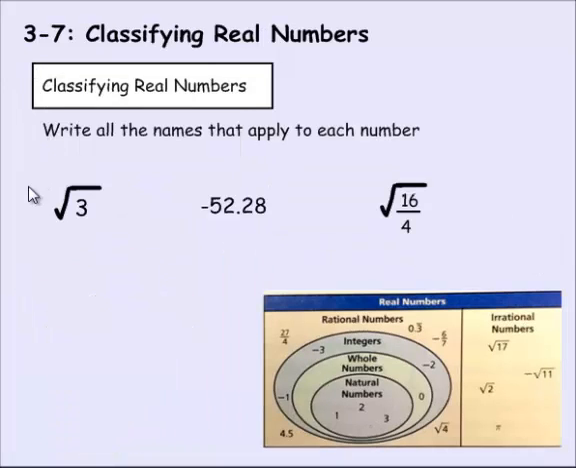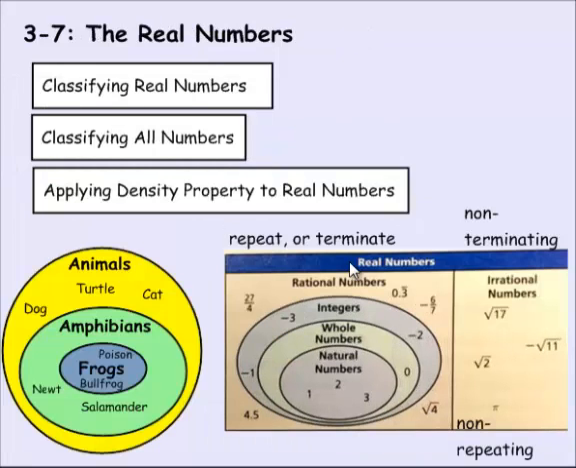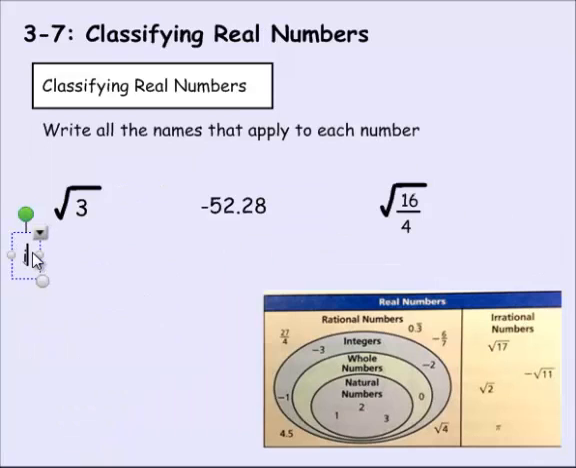Moving on. It's asking us to write all the names that apply to each number. So I have the square root of 3. Let's do that. The square root of 3 is 1.7205, so it's a non-repeating decimal. Remember what we said before? A non-repeating, non-terminating decimal would be an irrational number, so it's its own category over there. So this would be irrational.